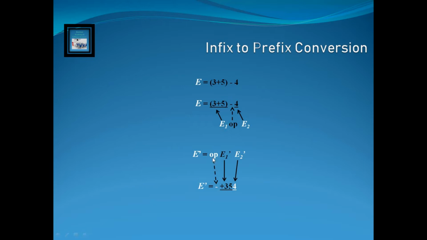Okay. So as a whole, the prefix form of this whole expression will become minus, because minus is the main operator between these two sub expressions, and then the prefix form of the first sub expression, and that is plus 3 5, and then the prefix form of the second sub expression, and that is just 4. So it will become minus plus 3 5 4.